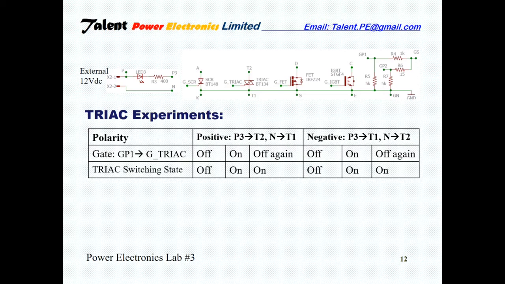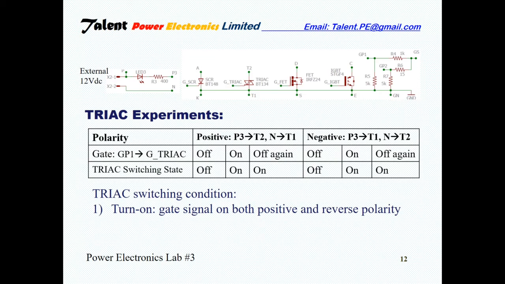For the negative polarity, connect P3 to T1, N to T2. When the gate signal is off, the TRIAC is off, the LED is off. Turn on the gate, the TRIAC turns on, the LED lights up. Turn off the gate again, the TRIAC remains on. A TRIAC can be turned on at both positive and reverse polarity. In summary, a TRIAC can be turned on by a gate signal at both positive and reverse polarity. To turn off a TRIAC, the current should drop down to 0.